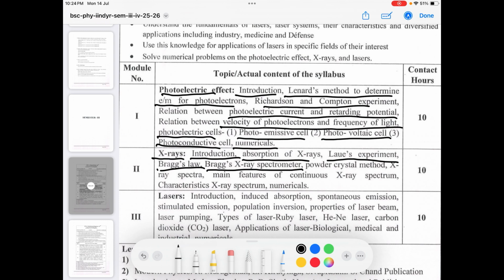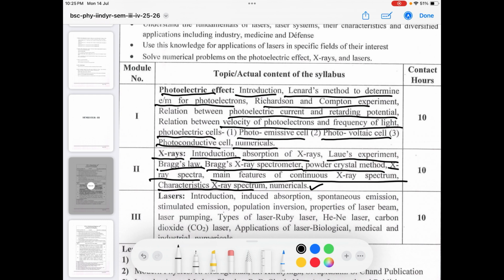Then we have to see the powder crystal method. Then what is the X-ray spectra. Then we have to see the main features of the continuous X-ray spectrum and the characteristic X-ray spectrum. And based on these points we have to see the numericals. This is all about the second unit.